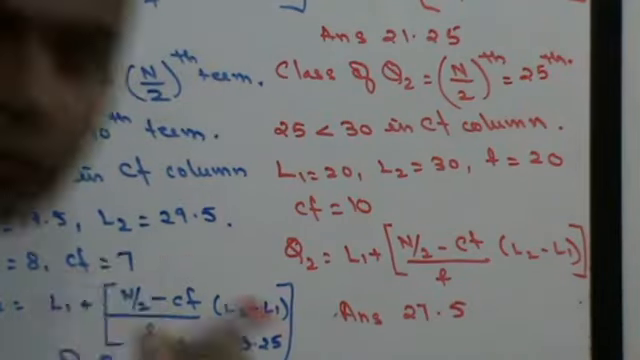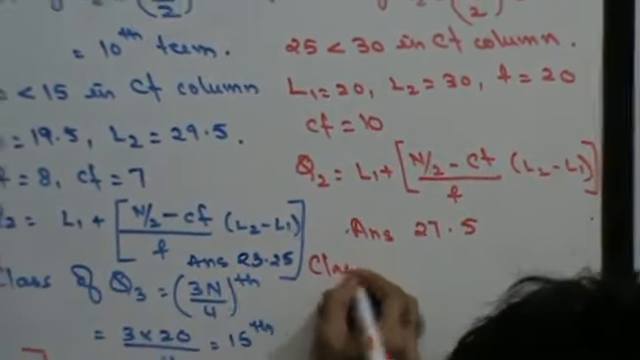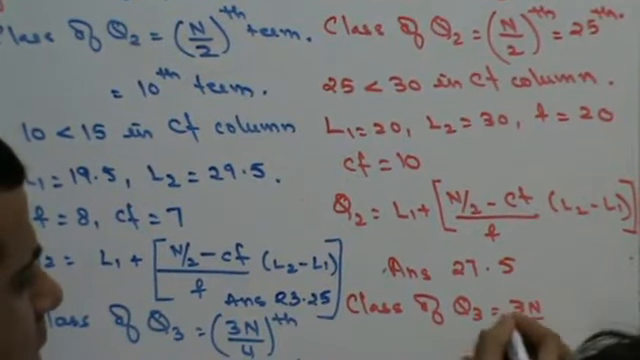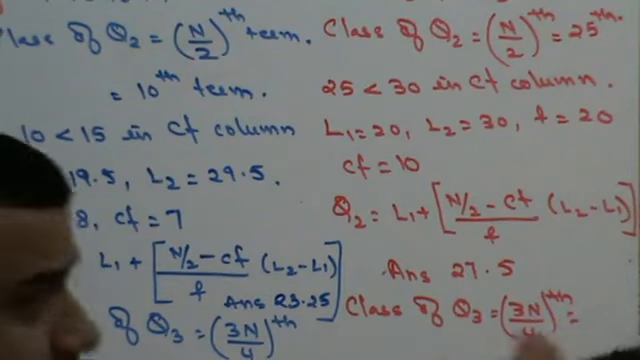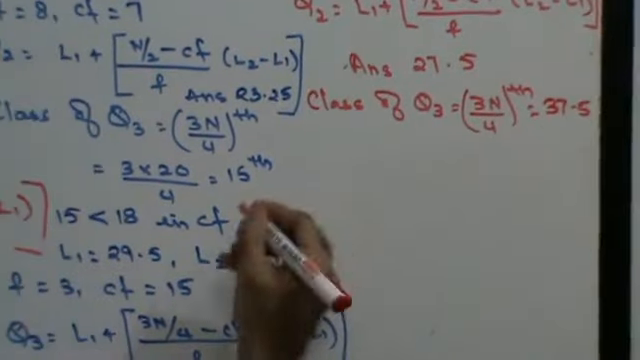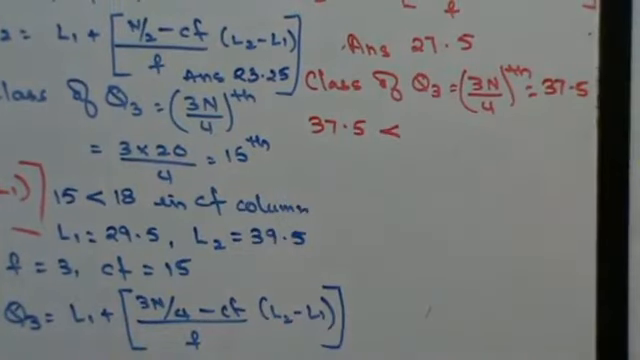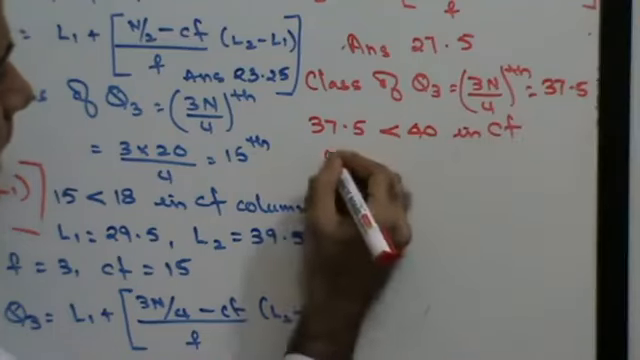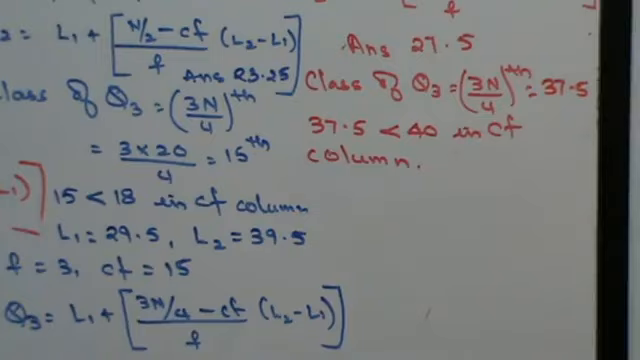Finally, let's find out Q3. How do you find out Q3? First you find out class of Q3. Class of Q3 is 3n by 4th term. So this is going to be 37.5. Check. 37.5 is less than which number in the CF column? It is less than 40 in the CF column.